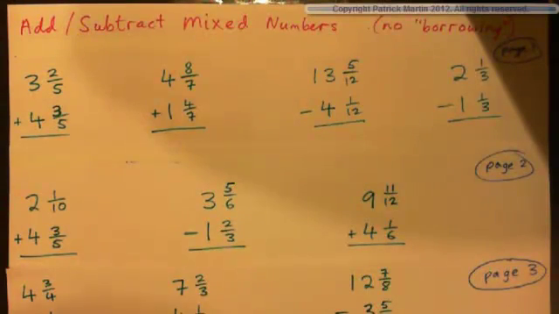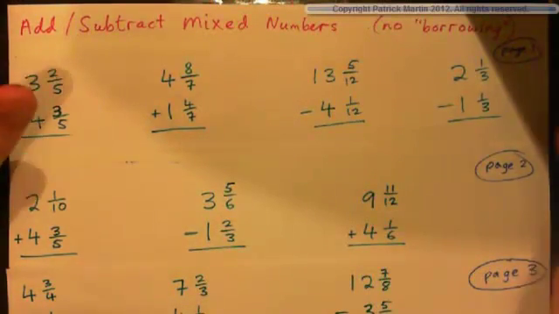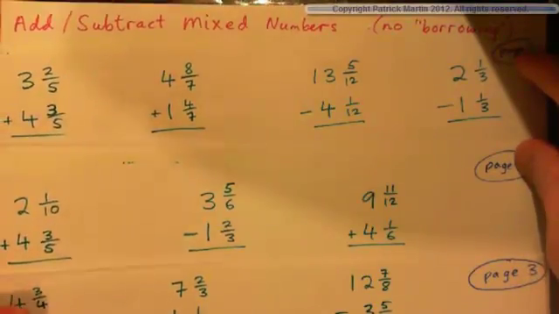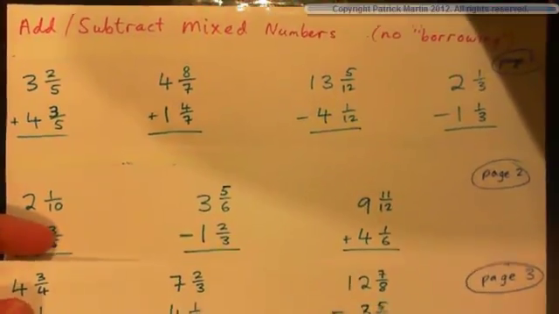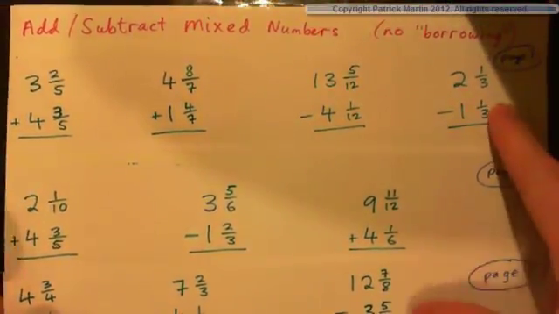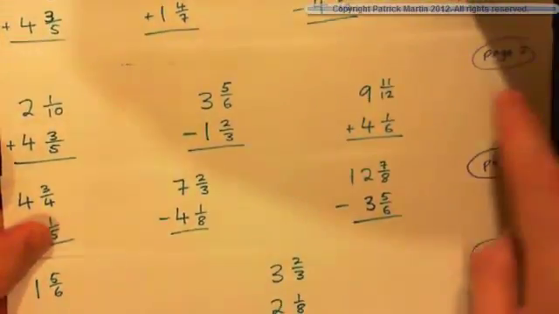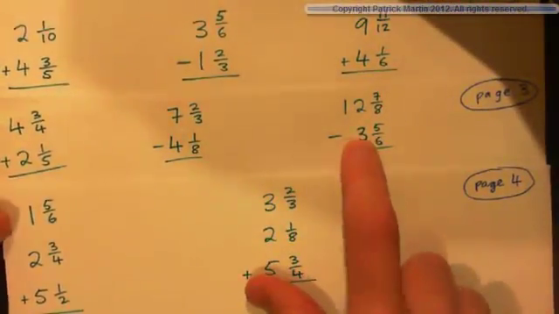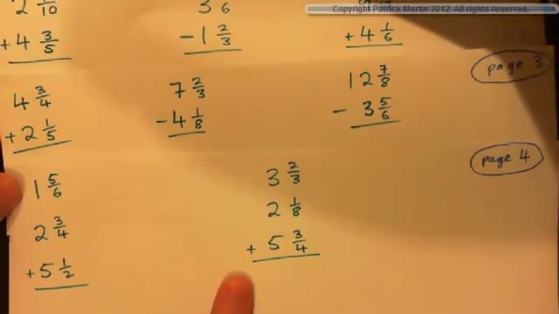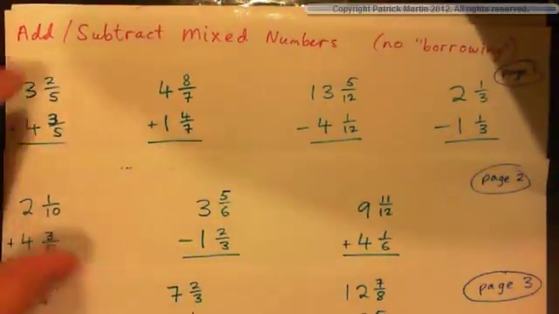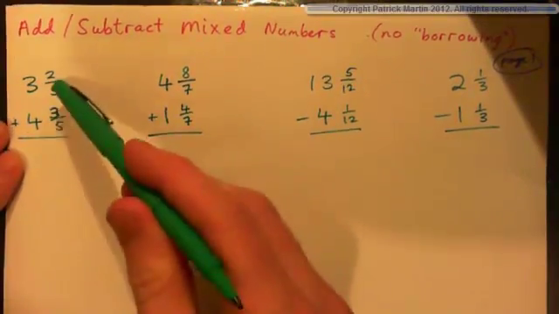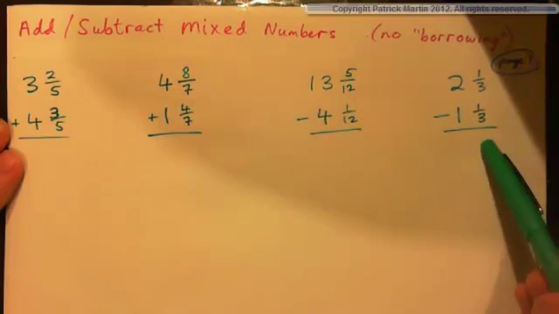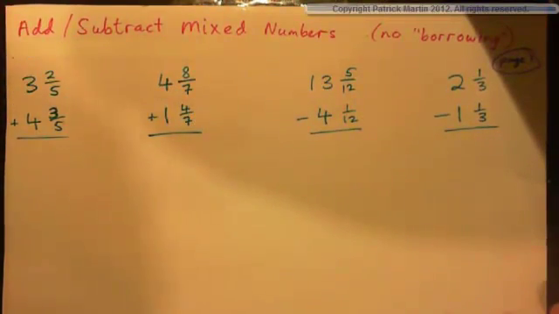In this video we're going to add or subtract mixed numbers with no borrowing, and we'll see some subtracted with what's called borrowing in the next lesson. In any case, here's our page 1 examples, page 2 examples, page 3, and then finally page 4. Okay, so we'll start on page 1. In all of these examples, you notice that the denominators of the fractions are the same. Just to get us into the swing of things.